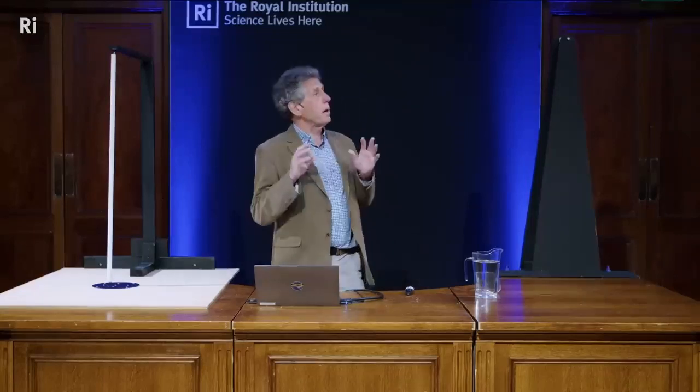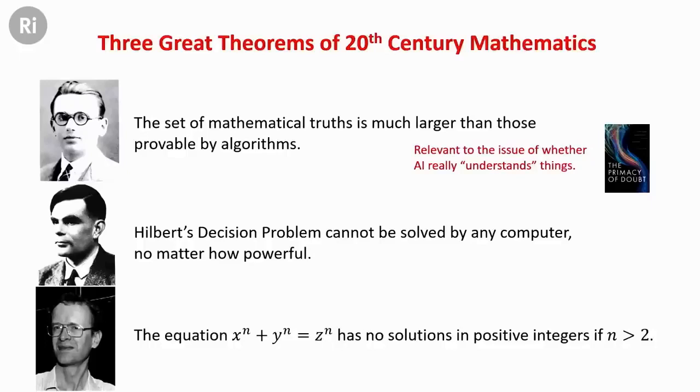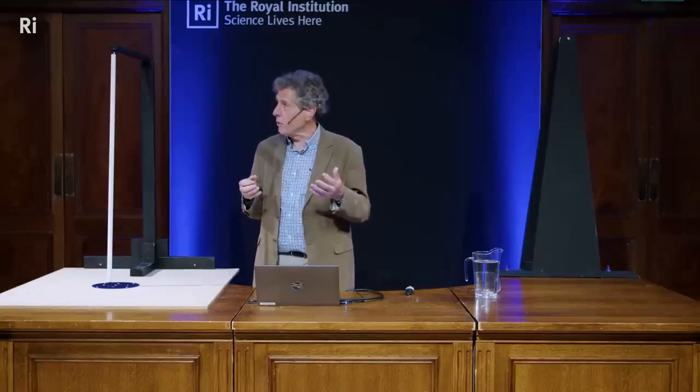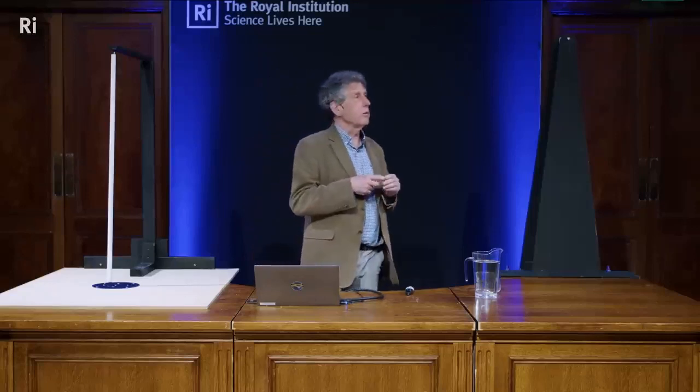So let's start by talking about these three great theorems of 20th century mathematics. So Kurt Gödel, a mathematical logician, Austrian, in the 1930s, proved this remarkable result, which is that the set of mathematical truths is much, much larger than the set of things that can be proven by algorithms. So algorithms are things that run on your computers in a sequential way. We can prove certain things on computers and with algorithms. But Gödel said that mathematical truth is much, much bigger. What we can prove by algorithms is a small part.